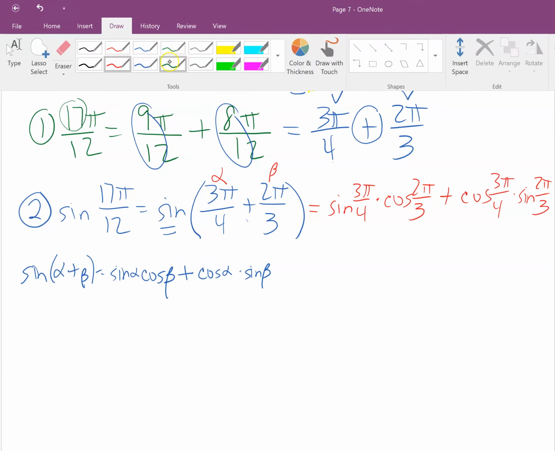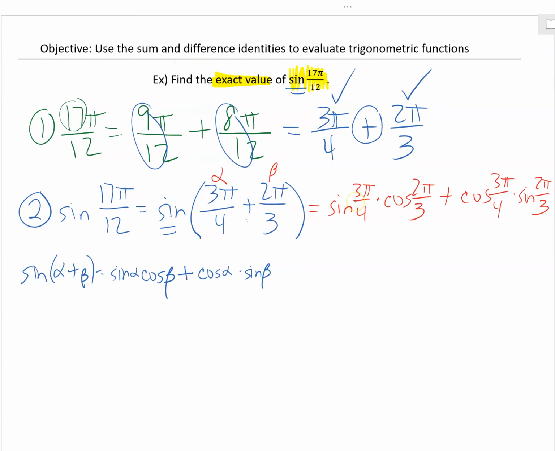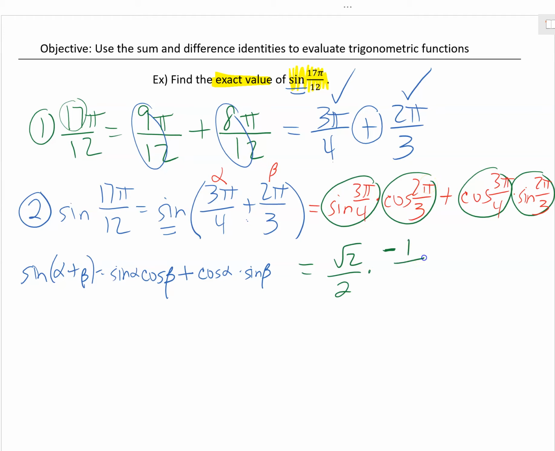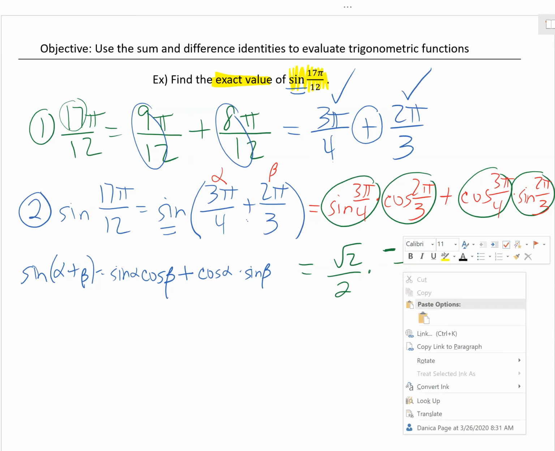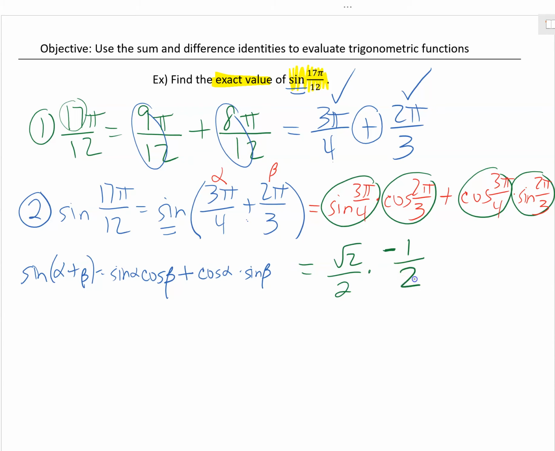Now what I have to do is recognize that I have to replace, knowing my unit circle, each of these 4 with the value that it is equal to. So my sine of 3 pi fourths. 3 pi fourths is in my second quadrant. Sine is y, so this is positive, root 2 over 2, times cosine of 2 pi thirds. 2 pi thirds is also in my second quadrant. Cosine is x, and x is negative in the second quadrant. And 2 pi thirds has a cosine of negative 1/2.